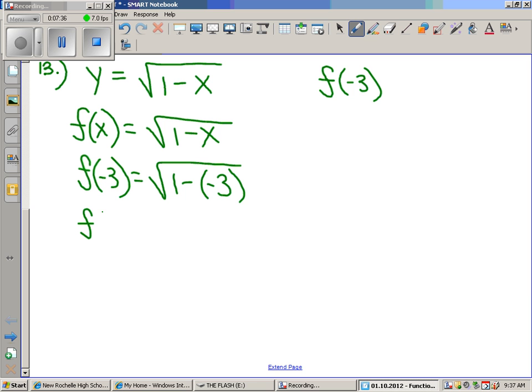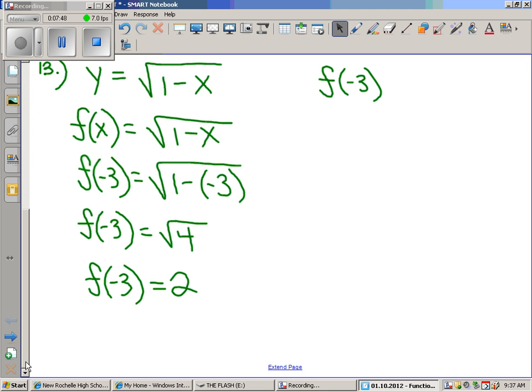Yeah, it says in the directions. Equals, what is 1 minus negative 3? 4, and what's the square root of 4? So f at negative 3 in this particular case is 2. We get this. I don't think we need to spend a lot more time on it. Yeah? Time to move on?